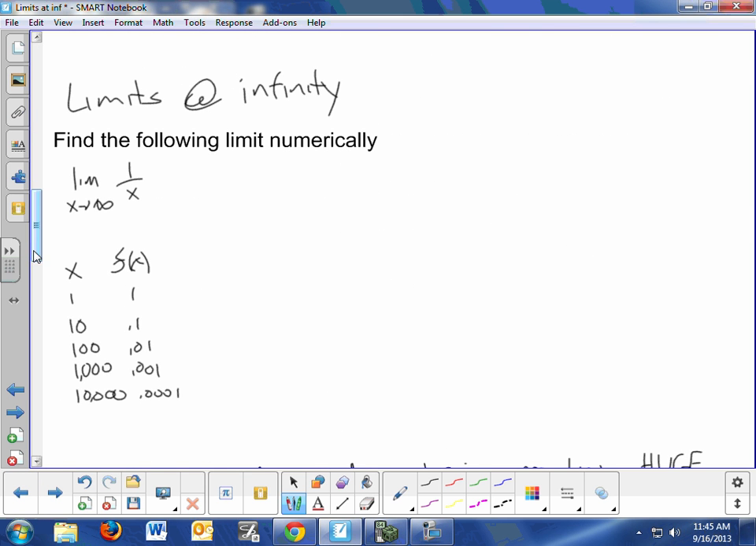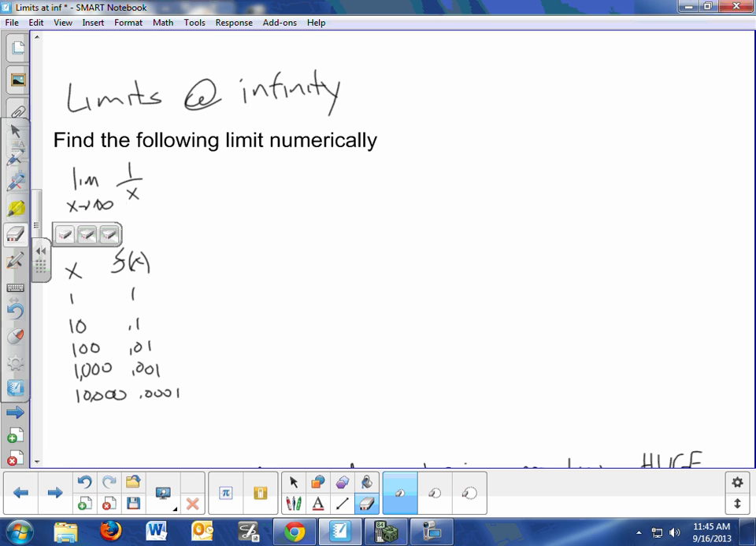Let's move on. Limits at infinity. If we looked at the same function 1 over x, and instead of approaching 0, we approached infinity. So this reads the limit as x approaches infinity of 1 over x. This is the infinity symbol. Everybody read that? Ms. Forkey, can you read that? Okay.